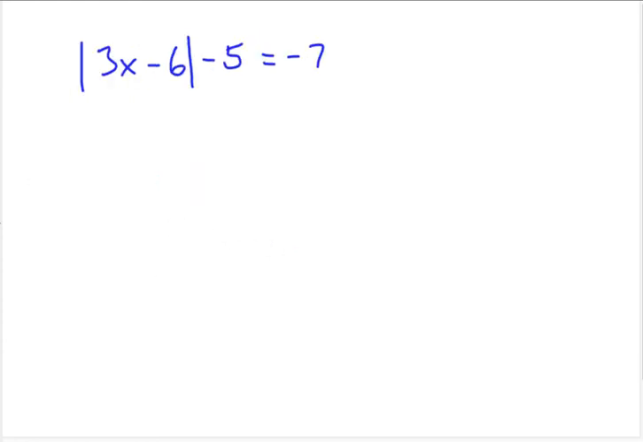All right, let's try one more of these. Again, instead of thinking about isolating the variable first, let's isolate the not the inequality, the absolute value. Then we'll get to the variable later. So to isolate the absolute value, we're going to add 5 to both sides. And we end up with the absolute value of 3x minus 6 is equal to negative 2.